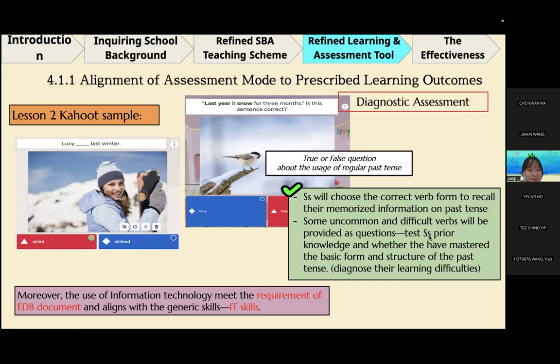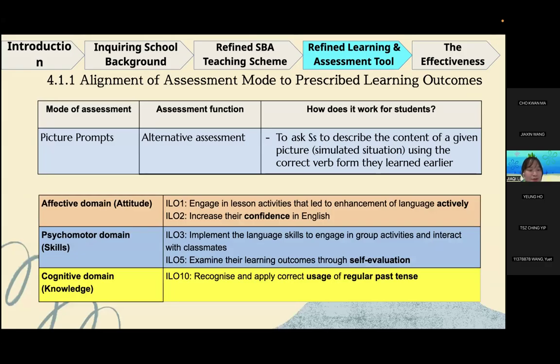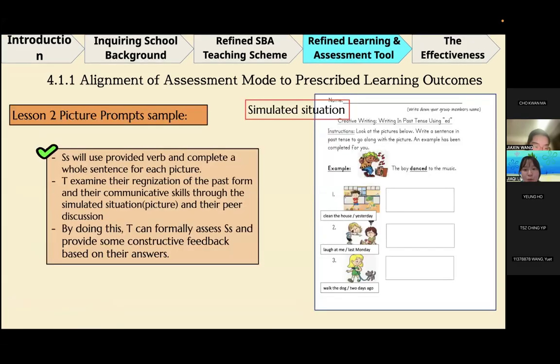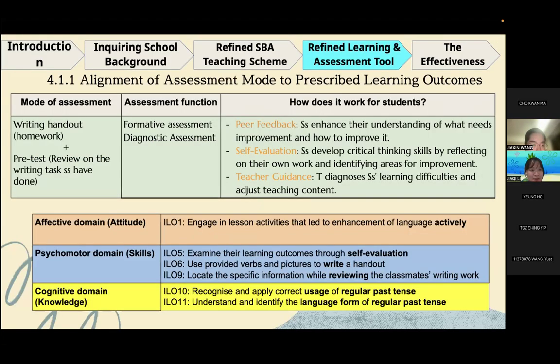In lesson 2, there are picture prompts, which serve as the alternative assessment. And how does it work for students? The teacher will provide the simulated situation, and students will use the provided verb and complete a whole sentence for each picture. By doing this, the teacher can formally assess students and provide some constructive feedback based on their answers. So let's pass on to Cindy.